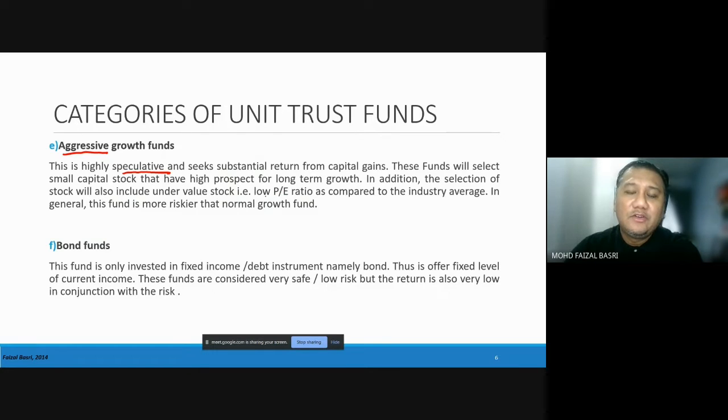So you have to look at your managers, whether they can manage to get higher returns or not in this case. And obviously it is riskier as compared to the normal one. Equity itself is already risky, so aggressive is even riskier. The highest risk among all is the aggressive growth funds. And this is actually part of the equity category earlier.